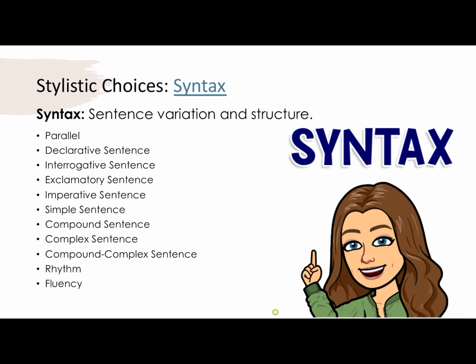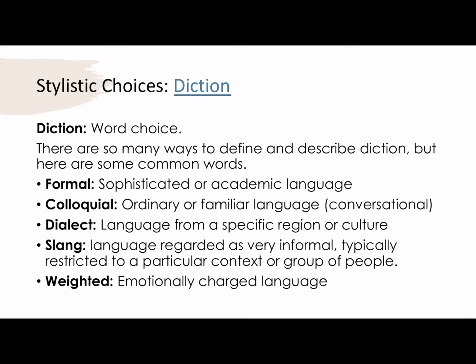So when we're talking about syntax, you're probably going to zero in on that idea of rhythm and fluency. But these other terms are here to help you describe what is happening in terms of the stylistic choice. The next category for stylistic choices is diction. Diction, put very simply, is word choice. However, if we are going to analyze the word choice in a text, we can't just say, oh, the author uses diction. All we've said is that the author uses words.